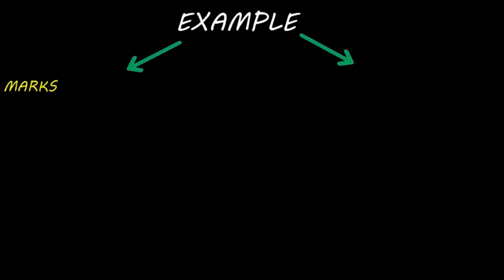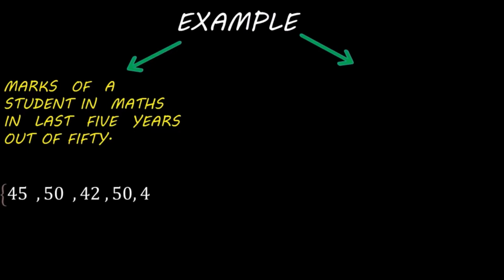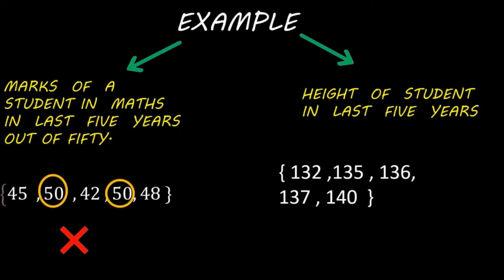In part 1, we have a collection of marks of a student in the last 5 years, which came out to be 45, 50, 42, 50, 48. And in the second part, we have a collection of heights of a student in the last 5 years, which came out to be 132, 135, 136, 137, 140. Obviously the first collection of marks of the student is not a set, as two of its elements are the same. And the second collection of heights of the student is a set, as all its elements are distinct.